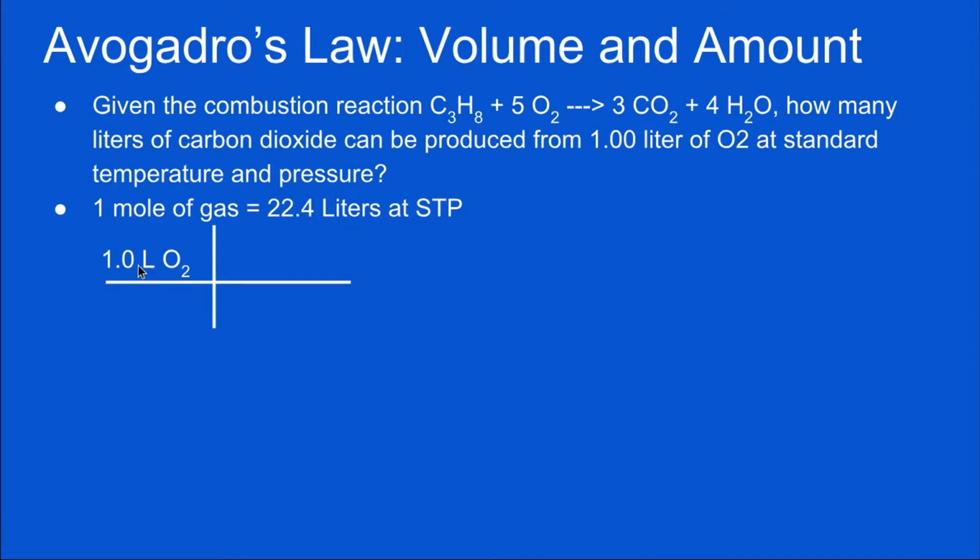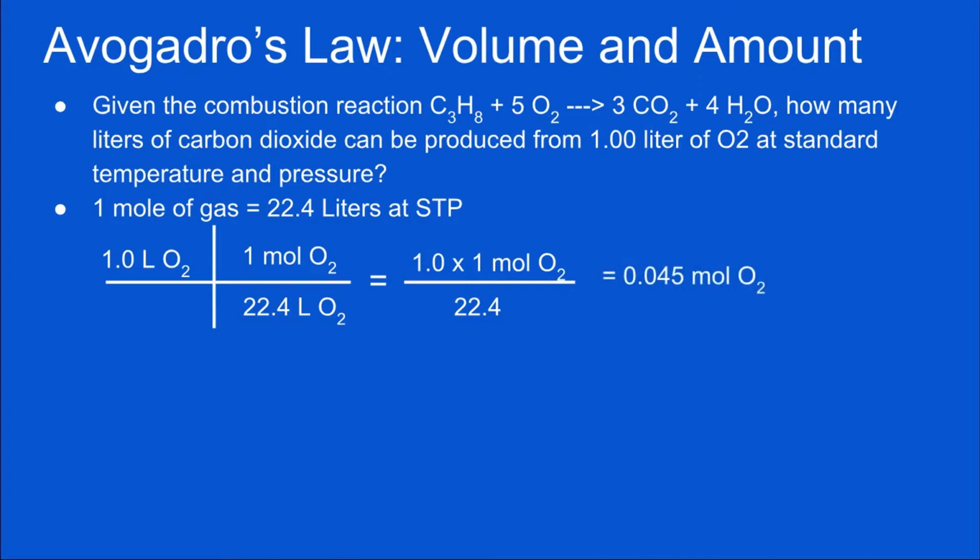Up here, I'm starting with liters, so I want to set liters on the bottom in my next section. So I have to set 22.4 liters of O2 is equivalent to 1 mole of O2. All right. Turn this into a calculation where we have 1.0 times 1 mole of O2 divided by 22.4. Remember that the liters of O2 cancel on this one because they're matching top to bottom. Do that calculation, and you should get the result of 0.045 moles of O2.